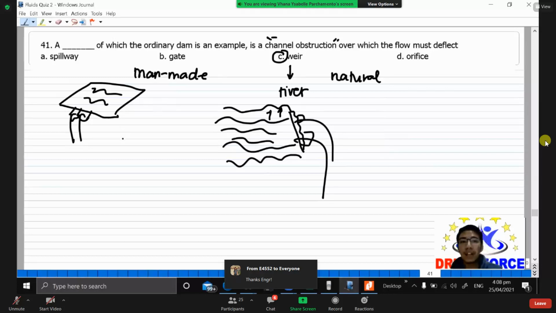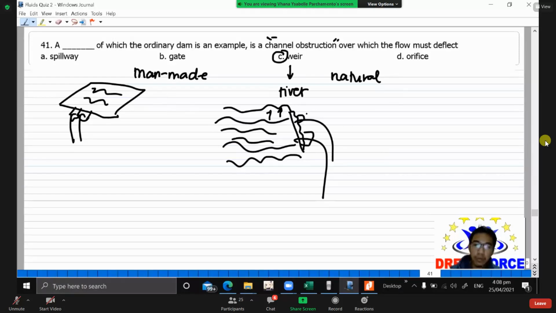Kasi ang dam naman talaga is man-made naman yan eh. Gumawa lang sila ng reservoir for water. So, yun yung pinagkaiba. Though para silang dam and weir, pero yun nga, magkaiba sila ng orientation. Yung man-made, ito siya, so si weir, mostly sa river.